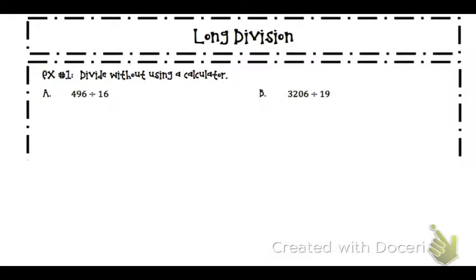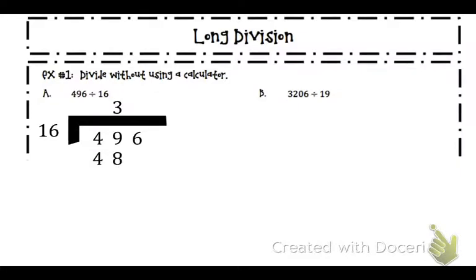Okay, so now let's just review long division. If we have 496 divided by 16, let's draw our long division thing. First we have to see how many times 16 goes into 49. It goes in 3 times. Then you do 3 times 16 is 48. Then you subtract, you get 1. We're going to bring down the 6. 16 goes into 16 one time. 1 times 16 is 16. Subtract, you're left with 0, so we don't have a remainder on that one.